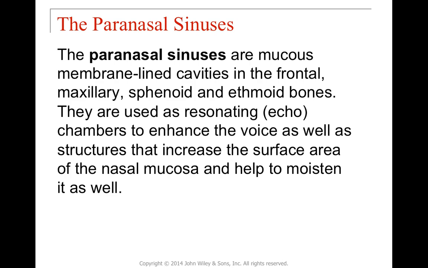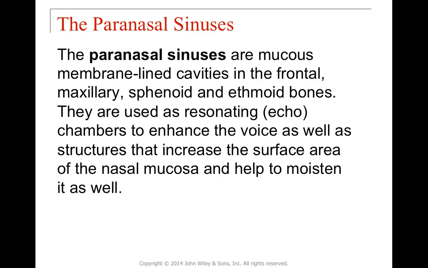All right, so I told you we were going to talk about sinuses, so here we are. The paranasal sinuses, and anyone who's ever had a sinus infection knows that they are not all created equal. Right? You can have sinus infections in different regions of your sinuses. These are mucous membranes, these are cavities, and they're found in the frontal bones, the maxillary bones, the sphenoid bones, and the ethmoid bones. So there's 4 different sets of bones that have these cavities.